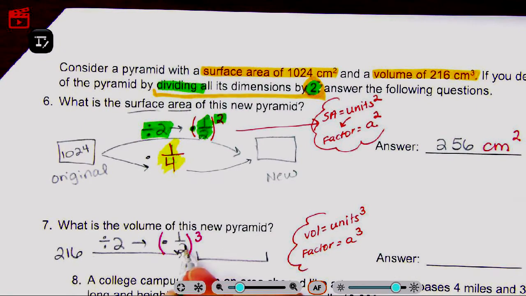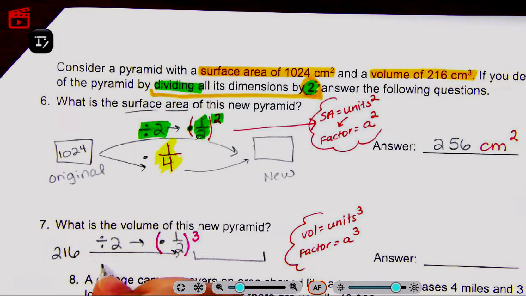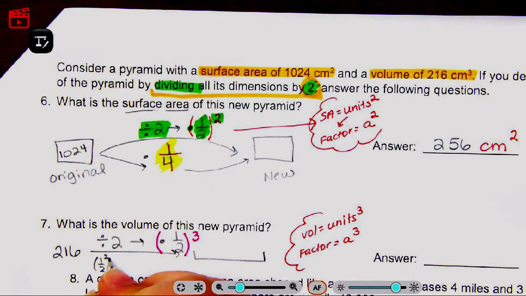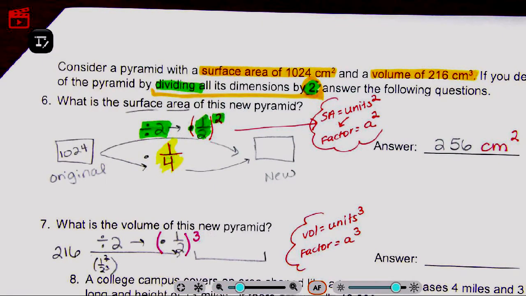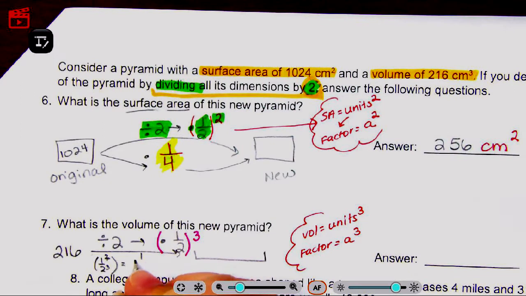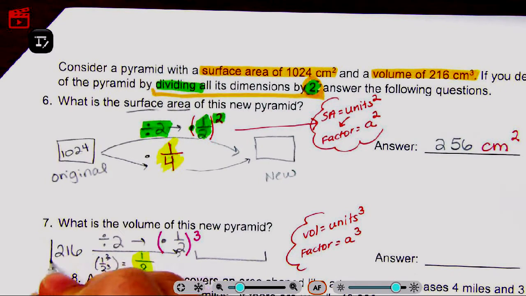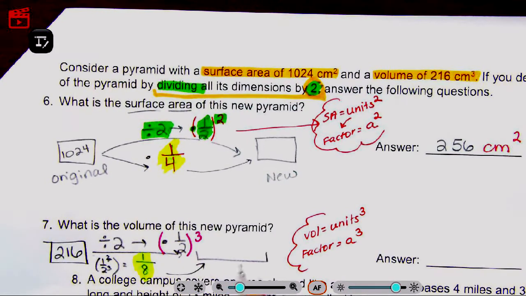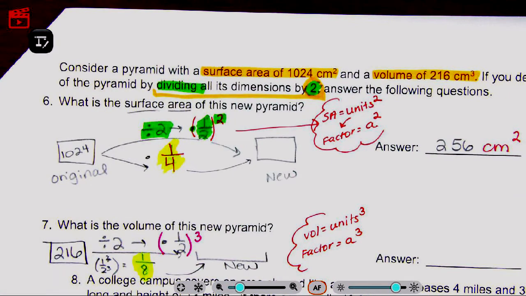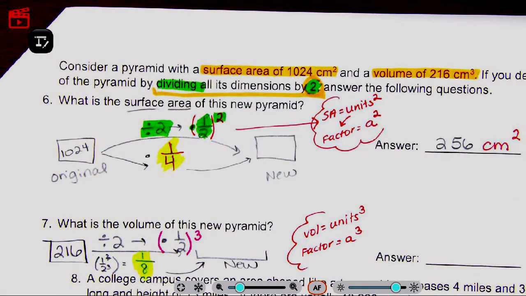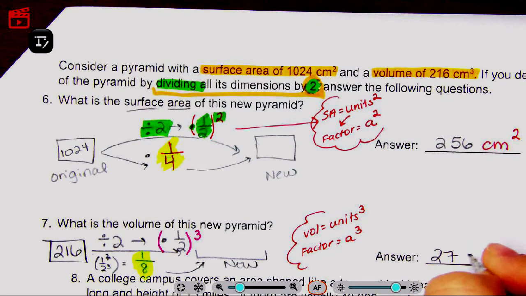So how do we do this? That is 1/2 times 1/2 times 1/2. So what you can do is you can also say that you have 1 cubed over 2 cubed. So that means I have 1 over 2 times 2 is 4, 4 times 2 is 8. So my factor, what I'm going to be multiplying by, is 1/8. So now what do I have? I have my original times my factor gives me my new. So 216 times 1/8, that gives me 27. 27 what? 27 centimeters cubed. Volume is always cubed.